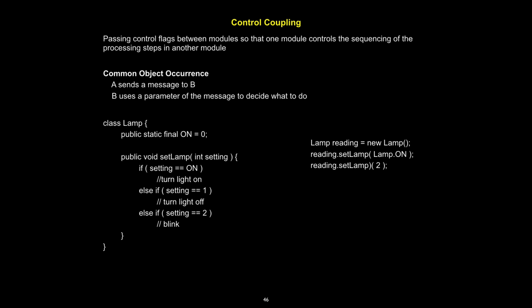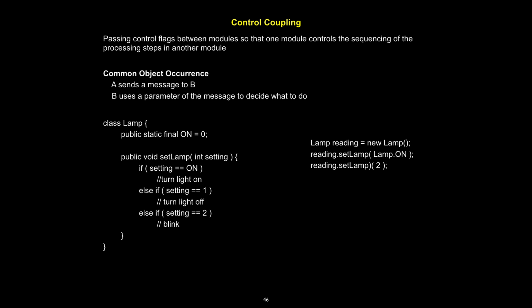And then we create a new lamp, and then we can call set lamp. Now here the coupling is that the outside world has to know what values I can pass in and what they do. We have to know that 0 turns it on, we have to know that 1 turns it off, and 2 does something else. So the outside world has to know the internal workings of that method to know what to pass in.